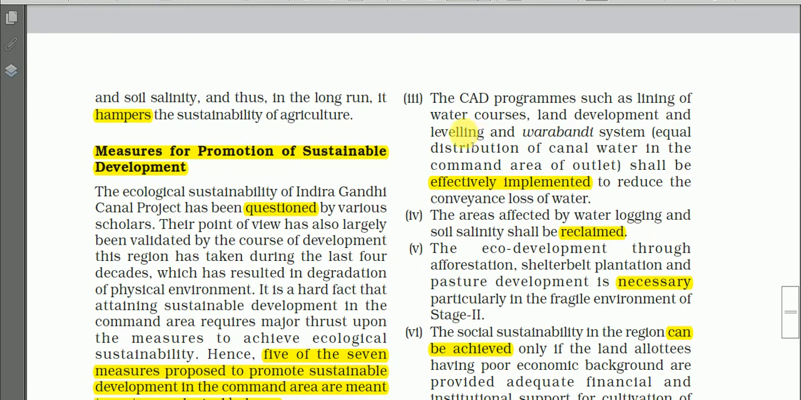Then measure number three, the command area development programs such as lining of water courses and development, land development and leveling, and water drainage system shall be effectively implemented to reduce the conveyance loss of water. Okay, to reduce the loss of water when we supply water in the field or to the canals, lining of water courses must be done.